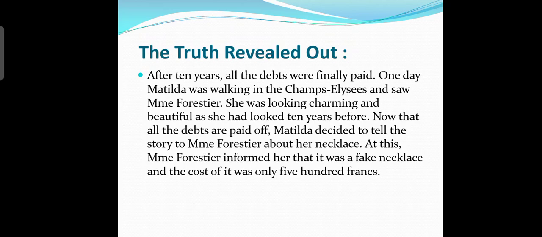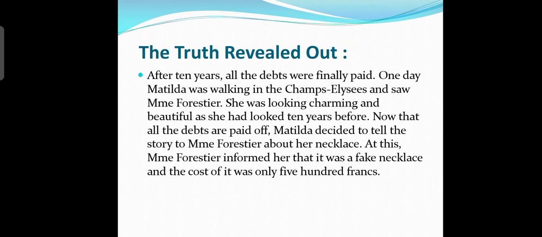One day, Matilda was walking in the Champs Elysees and saw Ma'am Forestier. She was looking charming and beautiful as she had looked 10 years ago. She is the same because she did not crave a luxury life. She was contented with what she had, but Matilda was not satisfied with her own life. That is why she was facing all this. But when she noticed Forestier, she was as charming as she was 10 years ago.